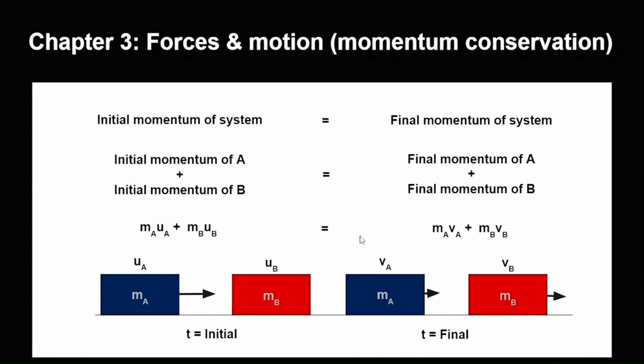It's not saying that the momentum of one of the two objects, or one of the many objects in the system, is conserved, but rather that the total momentum of the system is conserved. So if one object within the system gains momentum from the initial state to the final state, then another object has to lose it. And that is the principle of conservation of momentum.